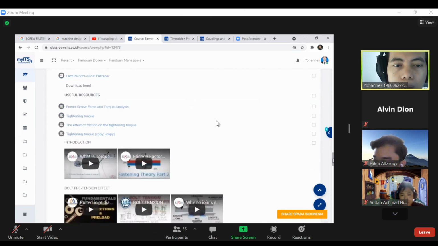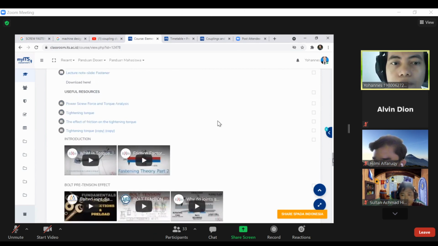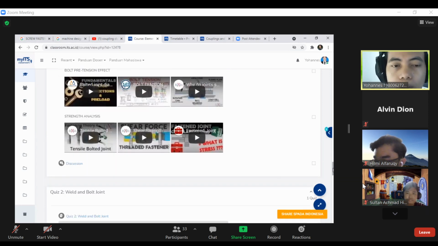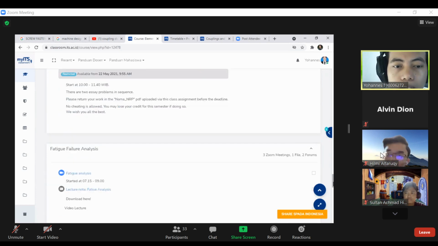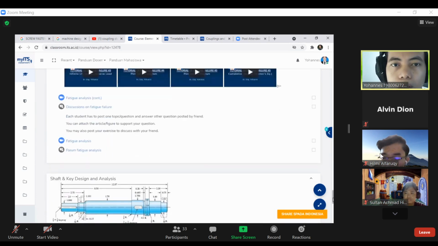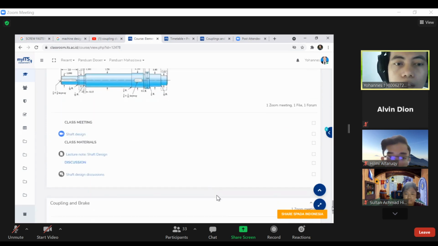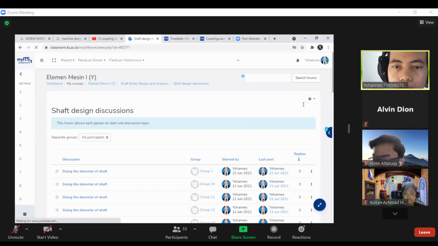And the topic that will be covered by this quiz is shaft design. And in order to prepare for that quiz, I already posted an exercise. Only one exercise. You can find it in the shaft design discussion. And please give me a minute to explain about this discussion.